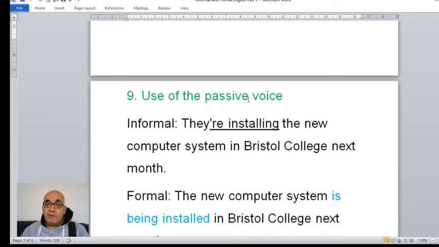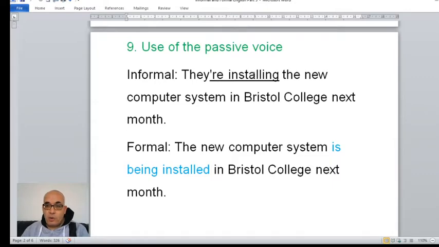Use of passive voice. So informal: they are installing the new computer system in a Bristol college next month. So are installing, this is active voice, it is informal. Passive voice is: the new computer system is being installed in Bristol College next month. So if you say are installing, this is informal. Is being installed, this is formal.